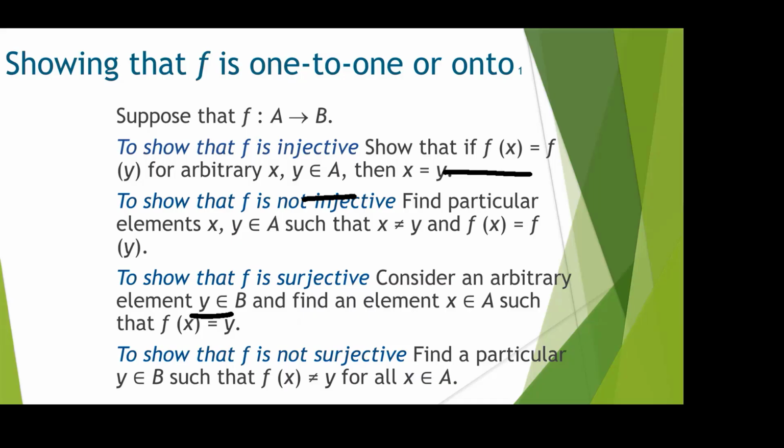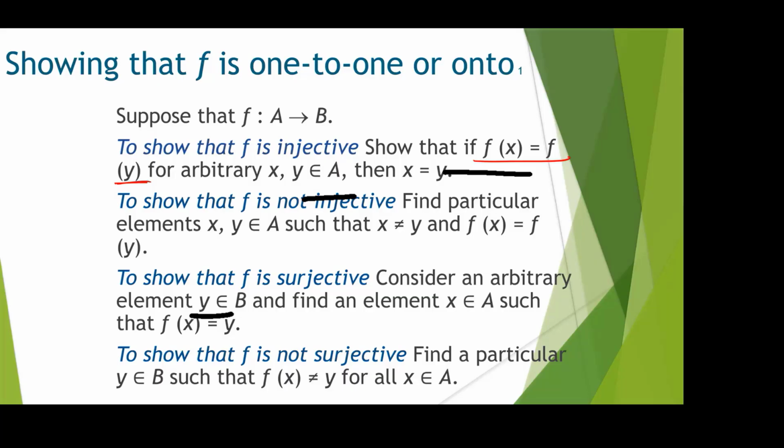If you want to prove that a function is one-to-one, or onto, there are typical ways of doing it. To show that a particular function is one-to-one, you show that if you take arbitrary values x and y, and f of x is equal to f of y, then x must be equal to y.